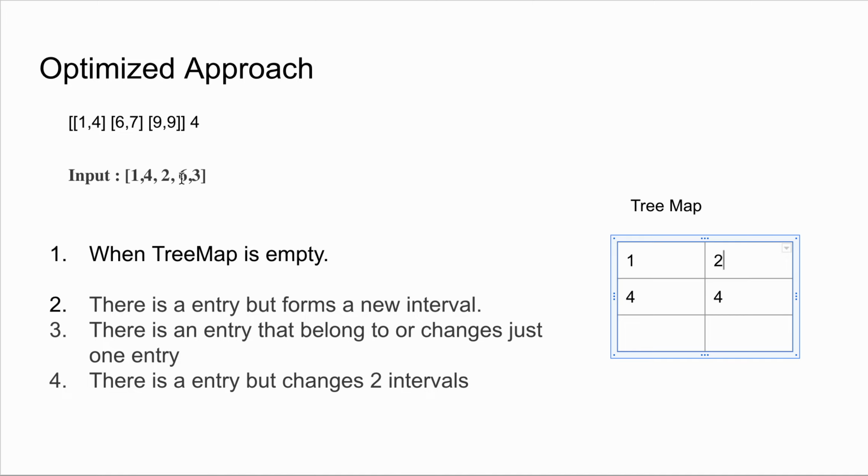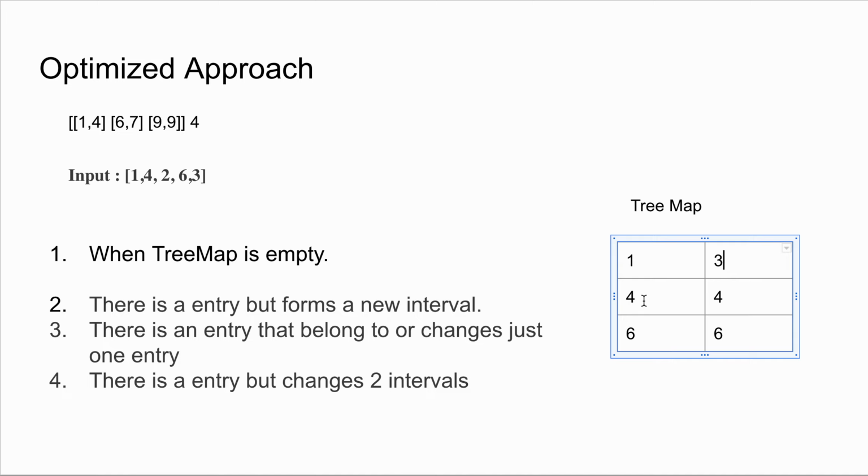Similarly, next comes 6. 6 is disjoint. How do we check if that is disjoint? We will get 4, and the value is also 4, which is 2 lesser than 6, so that is disjoint from our solution. The next entry is the interesting entry, that is 3. This will actually change 2 entries. How do we identify that? We get the lower entry, that is 1, 2, and our left will be 1. Then we will check 2. Yes, it is just 1 lesser than 3. We can change like this.